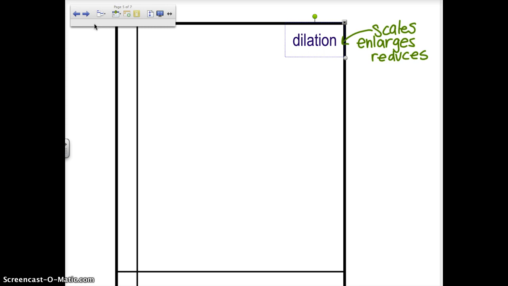Okay? What happens is we keep the shape totally the same, but we just change the size. And the figures are going to be similar. So when you studied similar figures in geometry, you looked at dilations. Okay? Here's how we do dilations in terms of with a matrix. We use scalar multiplication.